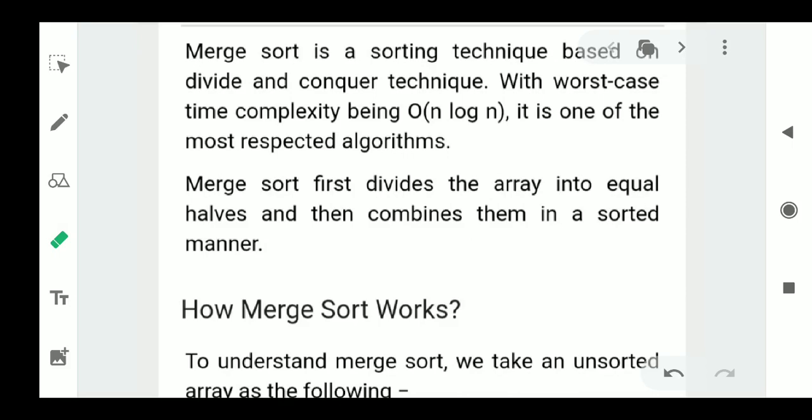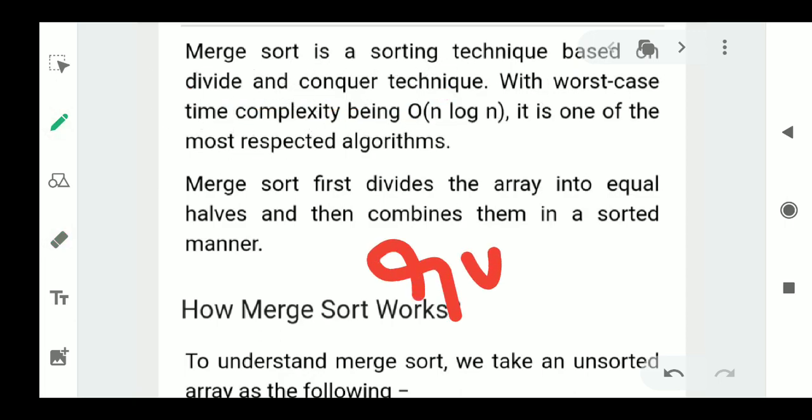In this video lecture, we are going to look at another sorting algorithm called merge sort. Merge sort is a sorting technique based on a technique called divide and conquer. The meaning of divide and conquer is divide and rule.